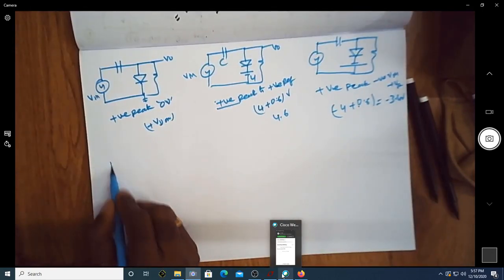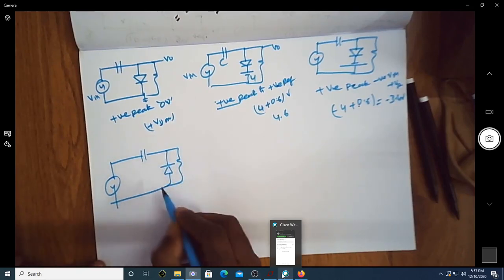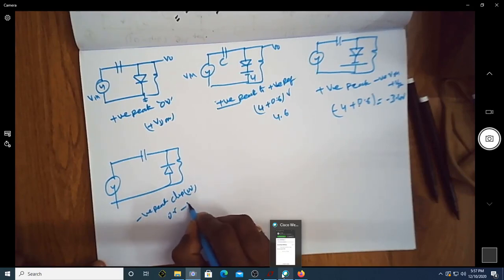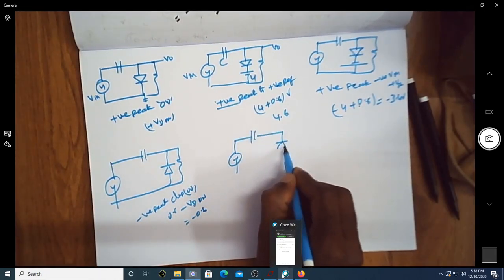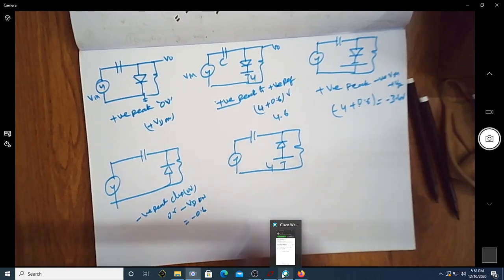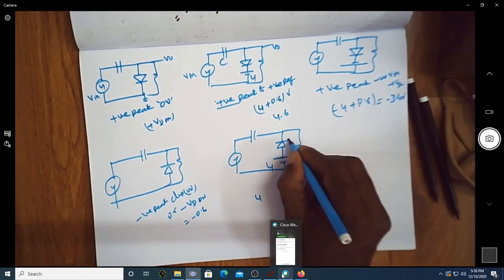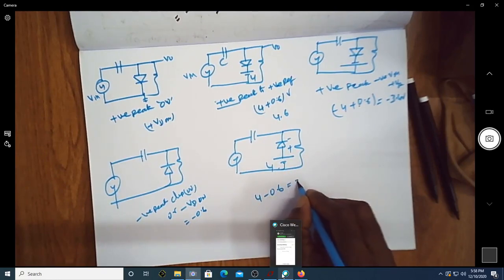On the same lines, if you write it for something like this, negative peak of the input voltage is clamped to 0 volt or minus VD on. It is now clamped to minus 0.6 volts. Here the negative peak is clamped to positive reference. Suppose it is 4 volt, this will be clamped to 3.4 volts.